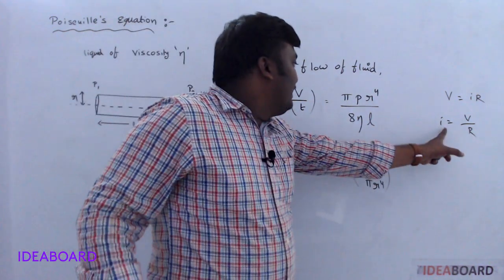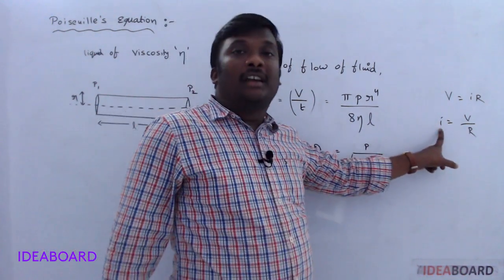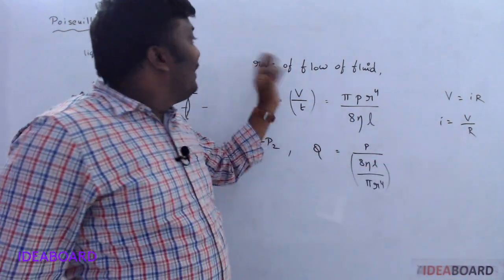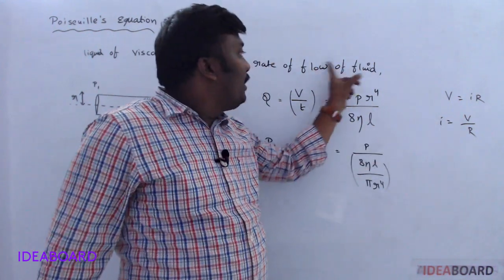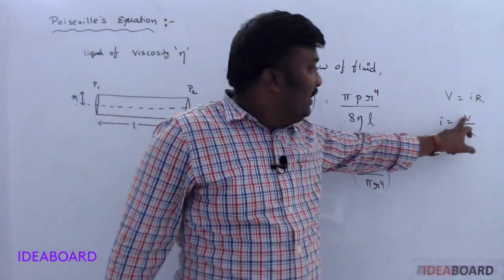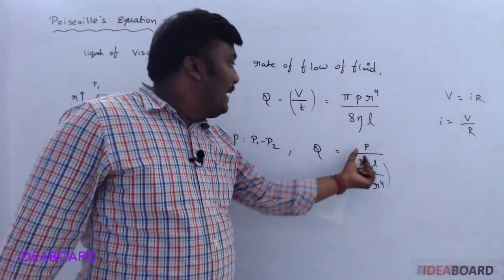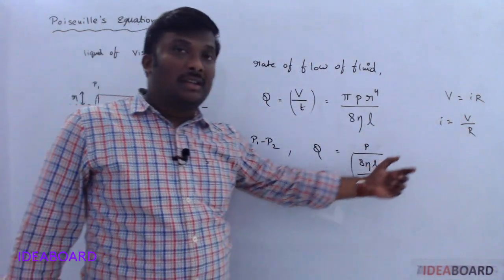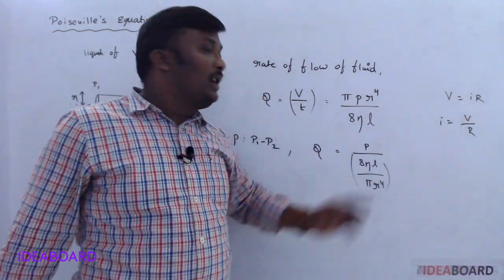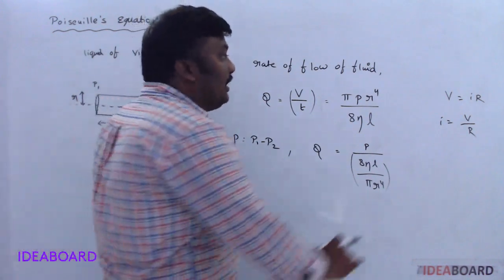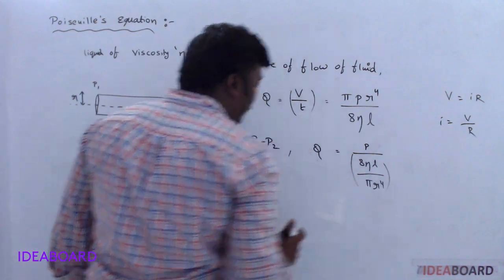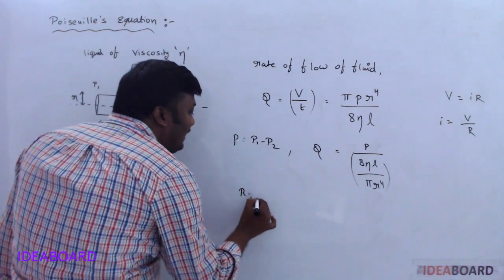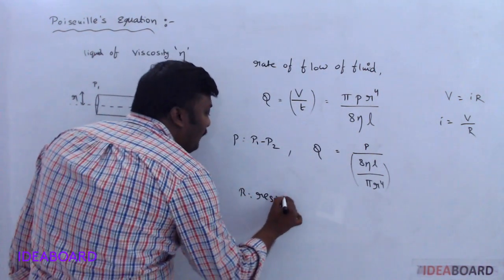So here, instead of I, which means rate of flow of charge, we have rate of flow of fluid. V, potential difference, is analogous to P, pressure difference. So, instead of R, what do we have? 8 eta L by pi R power 4. So, R is called the resistance of the fluid.